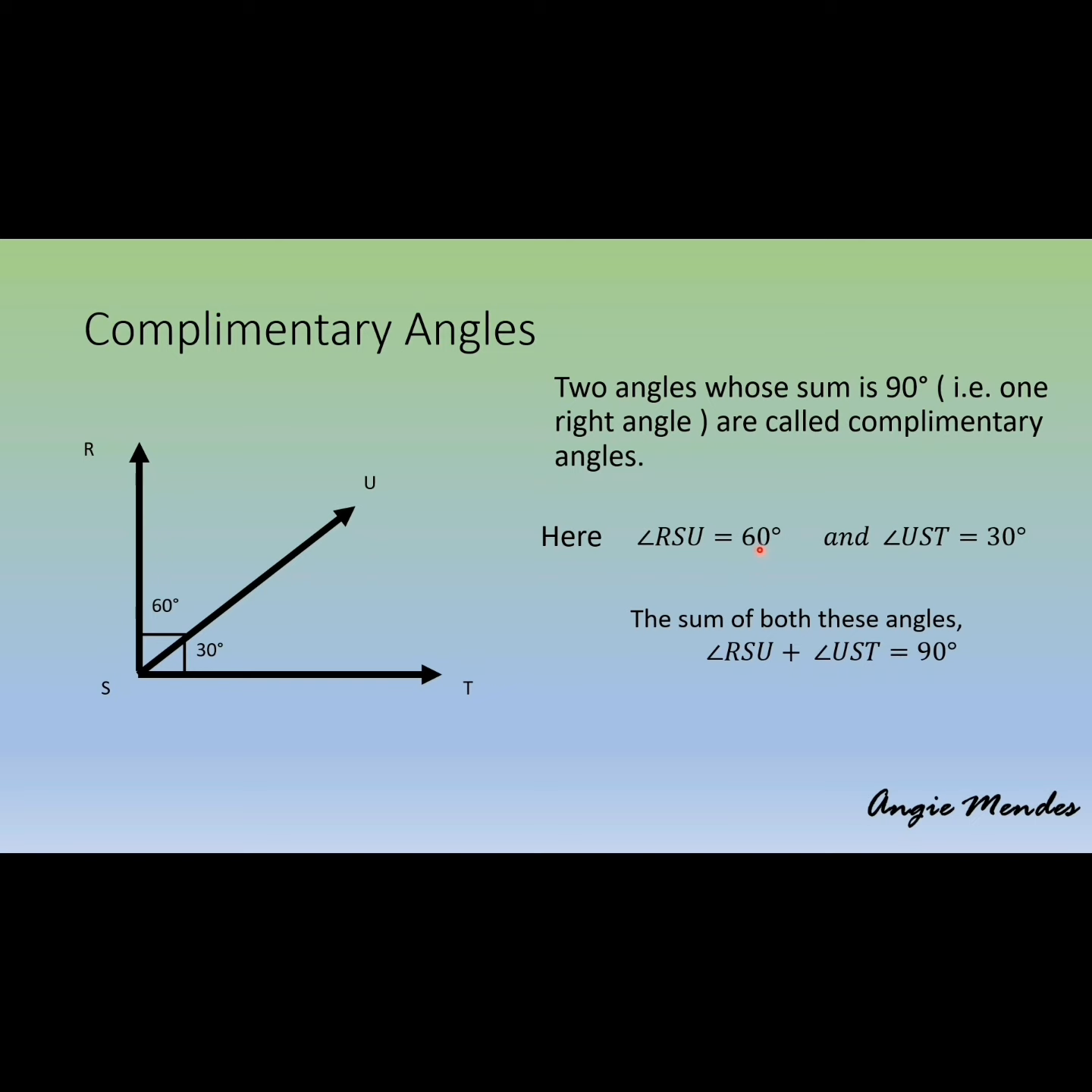Did you do the math? Do you get 60 plus 30, 90? Absolutely. That means these are complementary angles. The sum of both these angles is 90 degrees. So angle RSU and angle UST are complementary angles. Now that you know what are complementary angles, let's take a look at another kind of pair of angles.